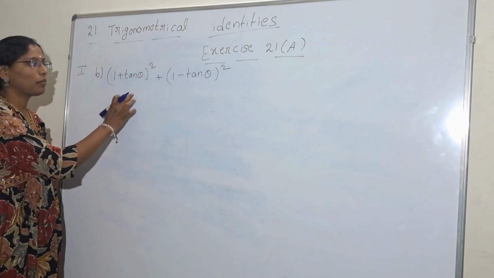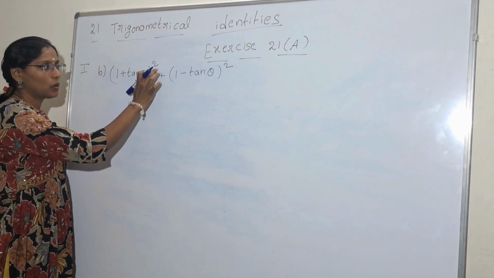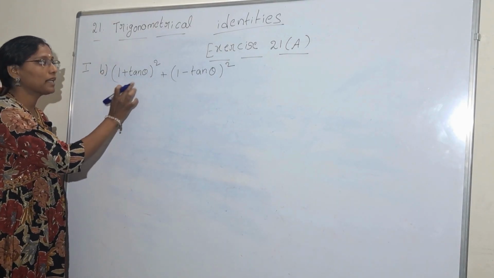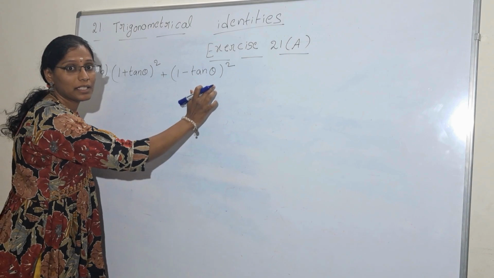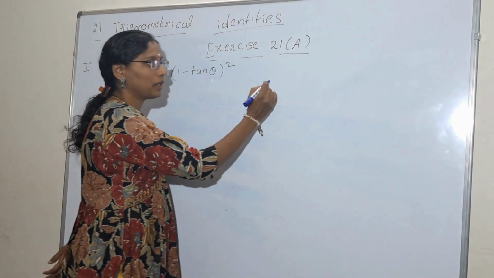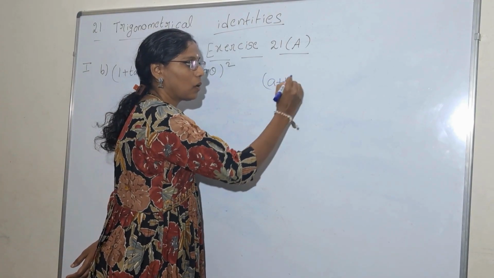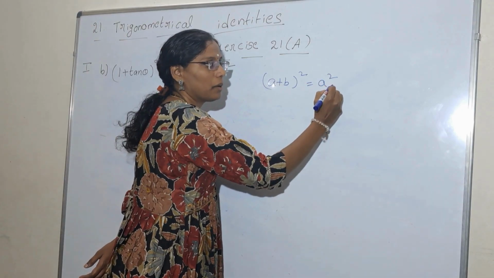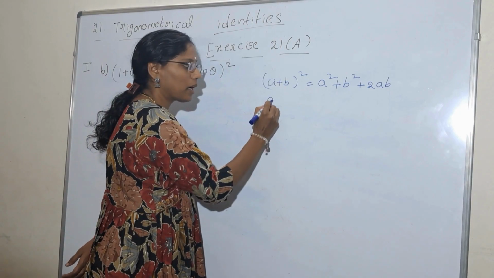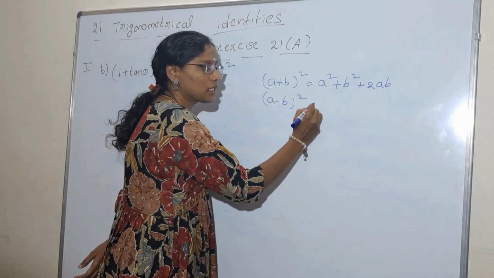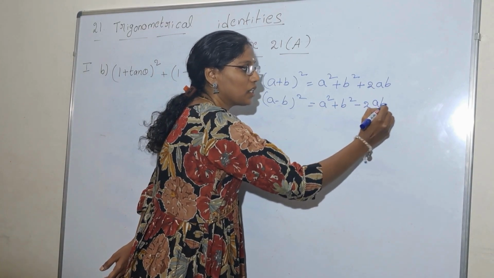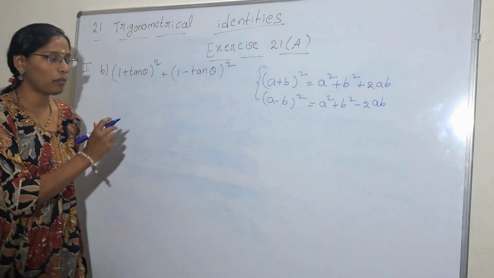Next problem, B. 1 plus tan theta whole square plus 1 minus tan theta whole square. Here we have to apply the a plus b whole square formula and the a minus b whole square formula. What are the a plus b whole square and a minus b whole square formulas? a plus b whole square is a square plus b square plus 2ab. a minus b whole square is a square plus b square minus 2ab. These two formulas we have to apply in this problem.